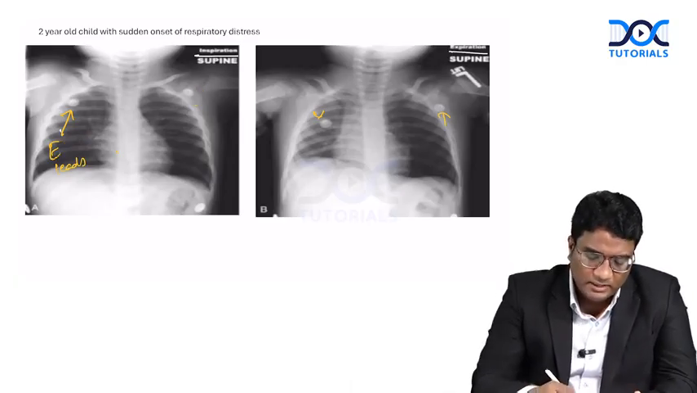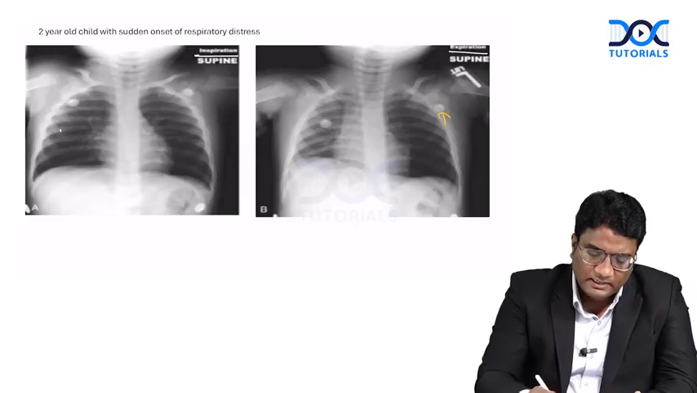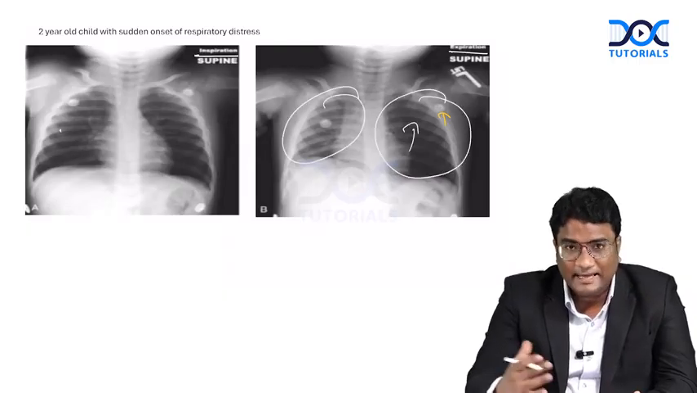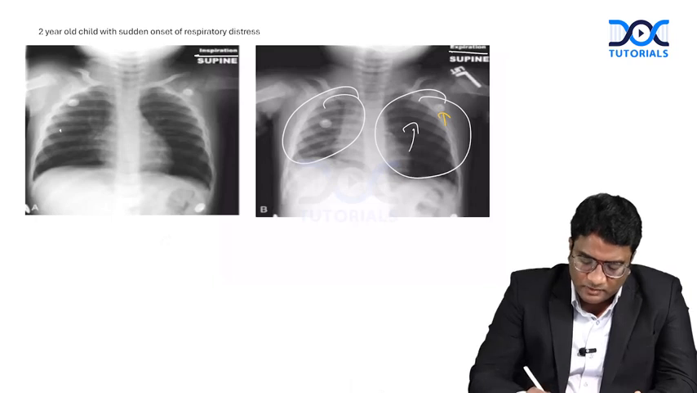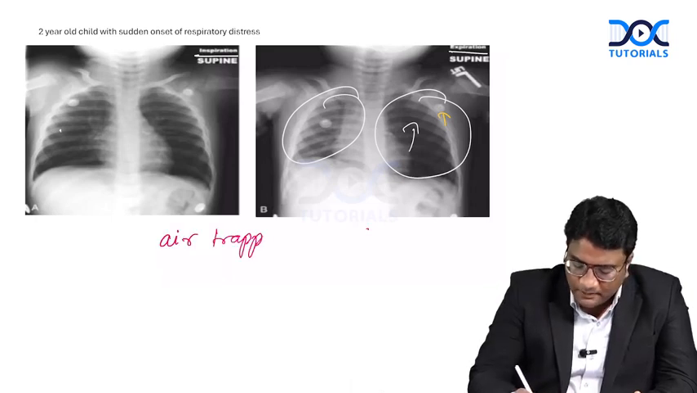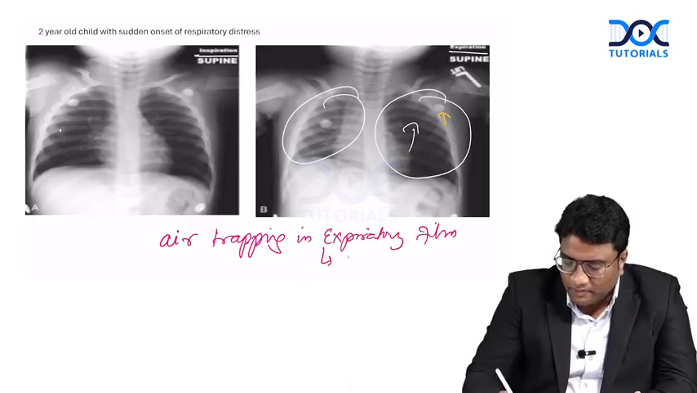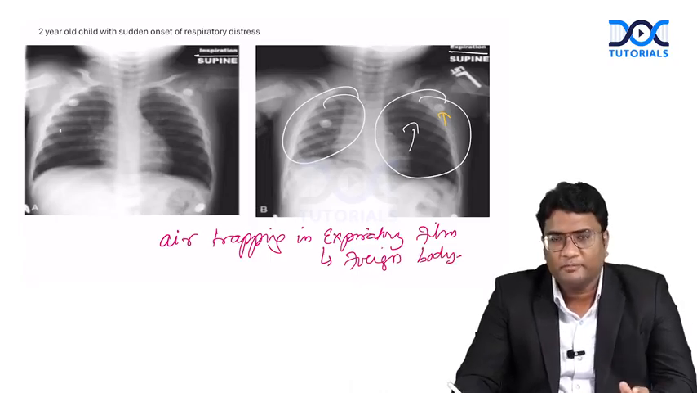There is a lucent hemithorax. If you compare the right and the left lung, I hope you can see there is a lucent hemithorax and there is air trapping in the expiratory phase. So when we see air trapping in the expiratory phase, think of foreign body. Okay, so it is important to understand this.